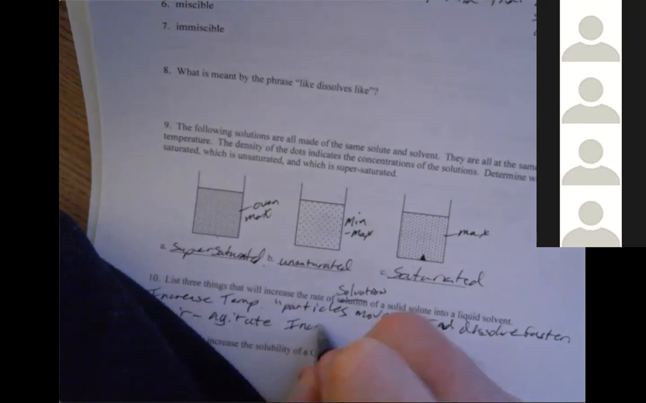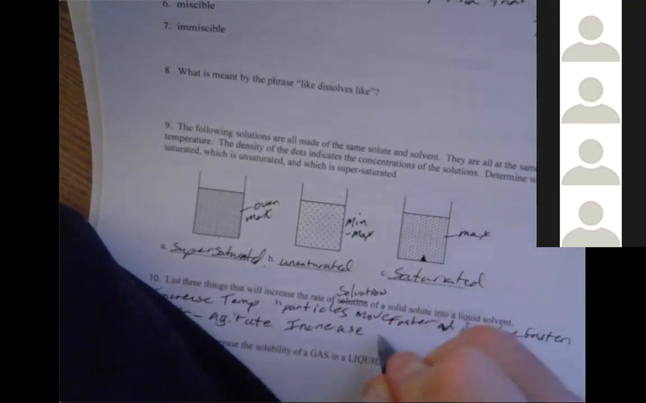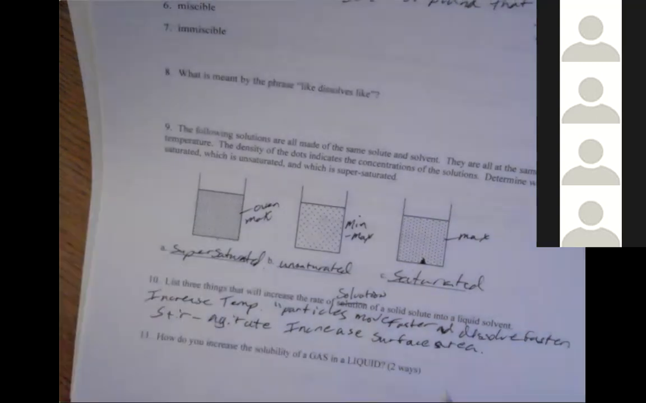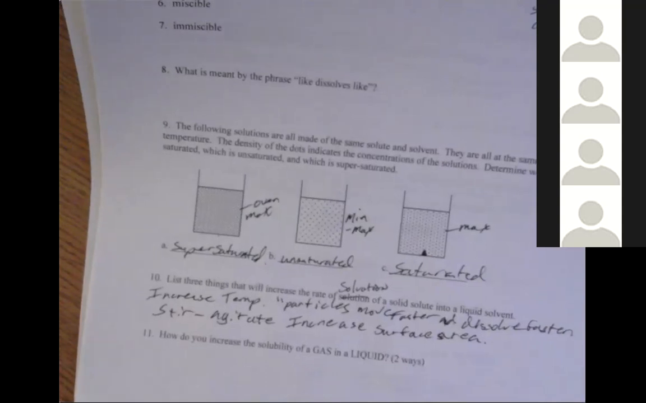They do move faster, but it does something else as well. It increases the surface area. Because if it's just sitting on the bottom, the only water molecules that are getting to it are right around it. If we stir it up, then we put it everywhere. One last thing.